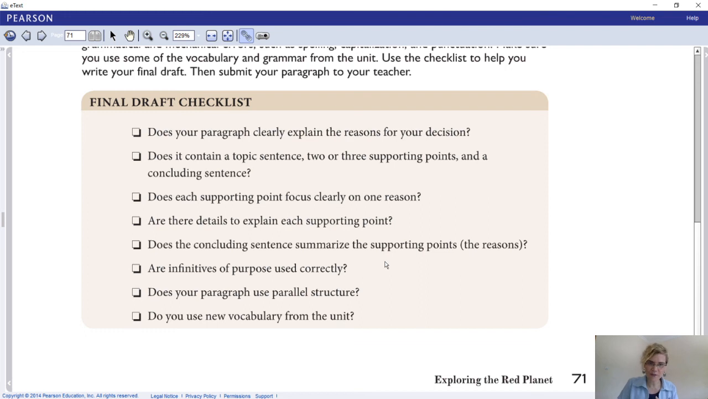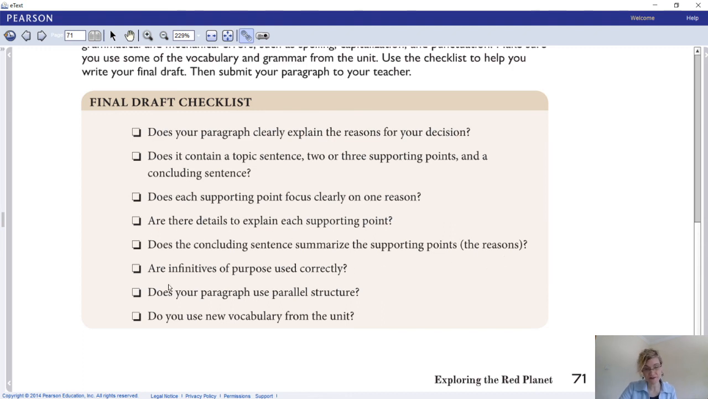1, does your paragraph clearly explain the reasons for your decision? Because in your topic sentence, you need to mention your opinion, and every main point is a reason for that opinion. Does it contain a topic sentence, 2 or 3 supporting main points, and a concluding sentence? Does each supporting point focus clearly on one reason? Are the details to explain each supporting point there? Does the concluding sentence summarize the supporting points, the reasons?